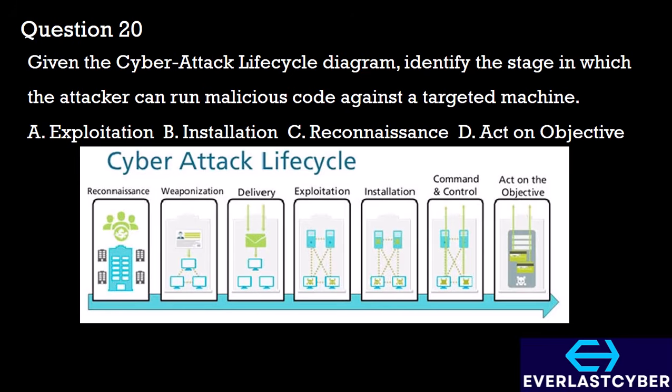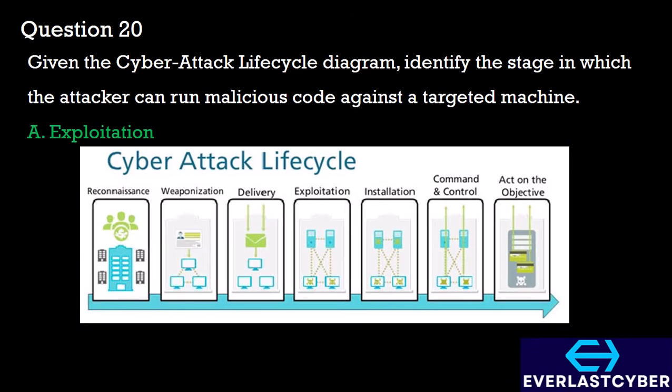Looking at the other options, the installation stage involves the attacker installing malware or other tools on the targeted machine. The reconnaissance stage is the initial phase where the attacker gathers information about the target, such as scanning for vulnerabilities and discovering details about the system. While the act on objective phase is where the attacker accomplishes their goals. So with respect to the question, the exploitation stage is where the attacker executes the malicious code against the targeted machine.